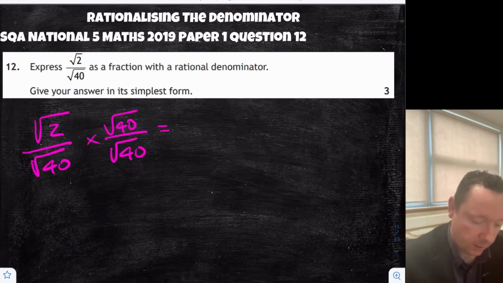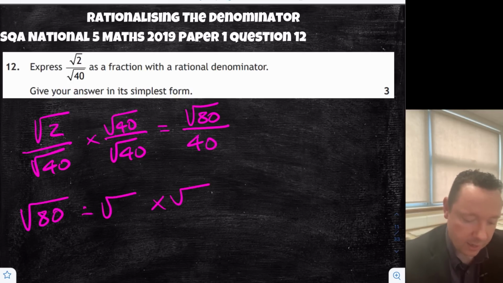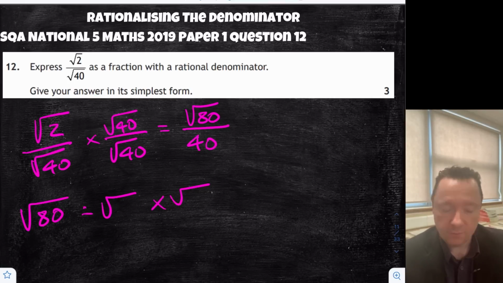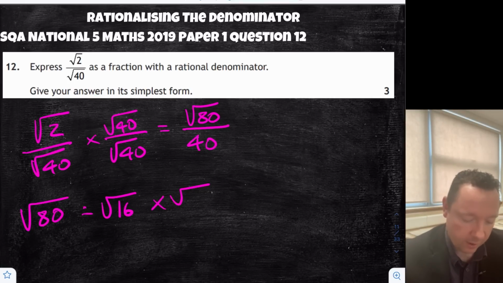That gives me 2 times 40 is 80, so root 80 on the top. And root 40 times root 40 is just 40. So simplifying our root 80, we're looking for two numbers that times to make 80. One's a square number, the biggest you can find. 16 goes into it 5 times. So that is 4 root 5.